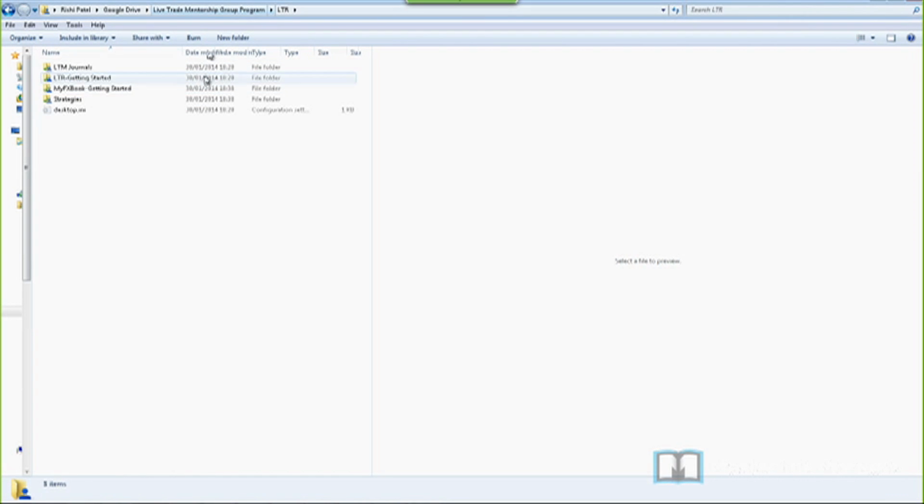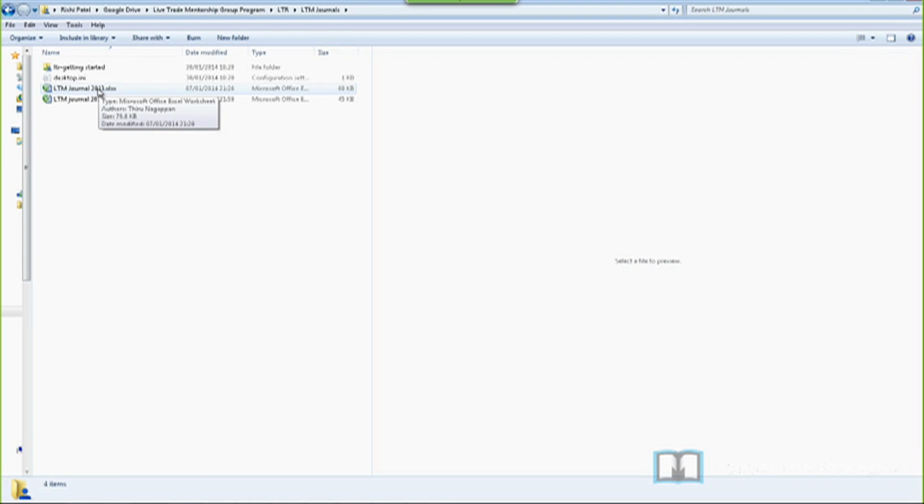Then we have the LTR folder. On the LTR folder we have probably 95% of where you're going to spend your time in the Dropbox. On the LTM journal folder, you can see you have two journals at the moment. You have 2013 and 2014. These are basically the trade journals that we're using.